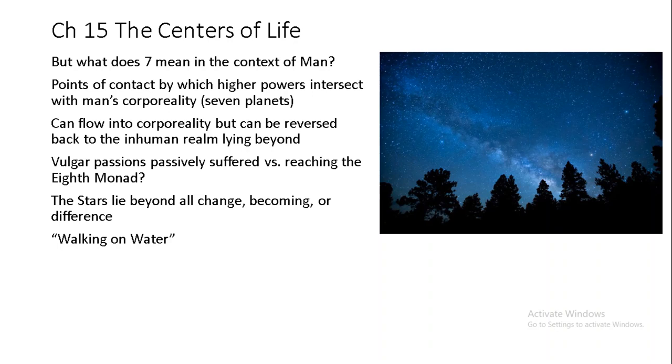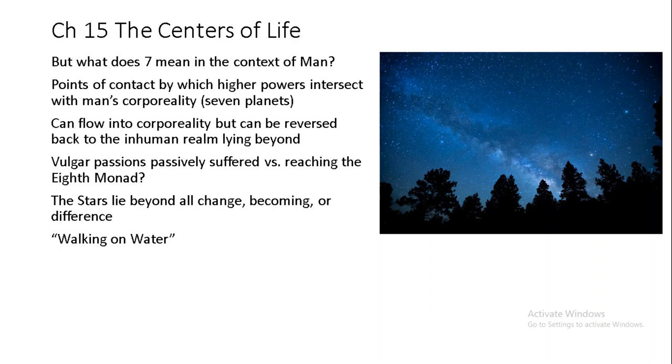Interestingly, while the seven refer to specific points of contact through which higher powers intersect with man's corporeality, the classical texts also identify these powers with seven planets. But just as they can flow into corporeality, so too can this orientation be reversed back to the non-human realm which lies beyond. The overcorporealization of these planetary powers reduces them to the status of vulgar passions which man passively and subconsciously suffers, but conversely, the ascent back up to the supercorporeal planetary realm goes beyond the seven to eventually land at the eighth, that monadic unity of being in itself referenced by Plato, which lies in the superplanetary realm of the stars, a realm beyond any lower ideas of becoming, alteration, or difference.